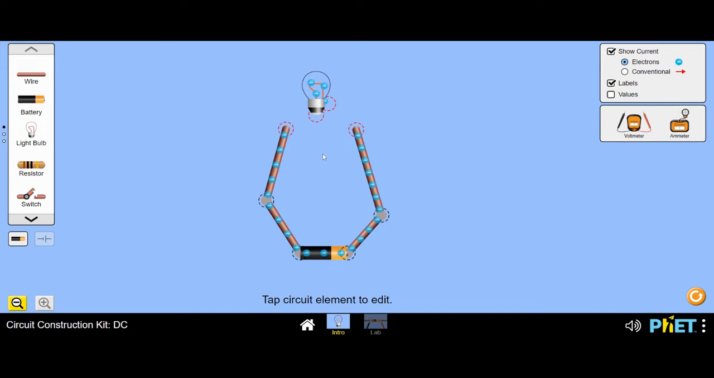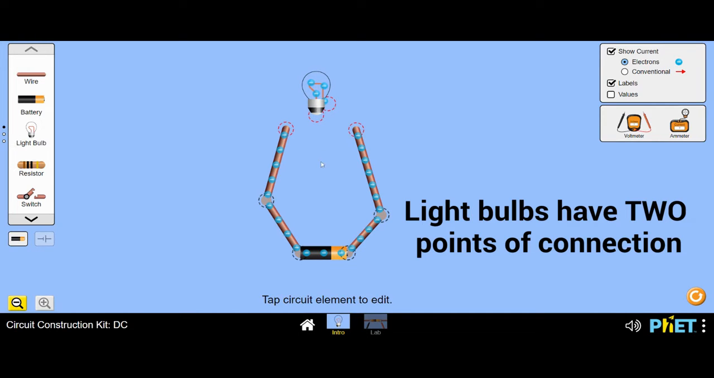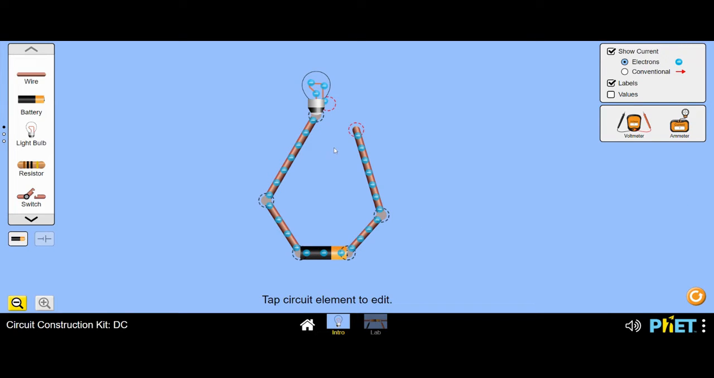You'll notice with the light bulb, there are 2 circles here. So there's actually 2 points of connection with your light bulb. So if I connect one here, I want to show you a non-example, what not to do. We don't want to connect our wires to the same point. Look what happens if I connect to the same point.